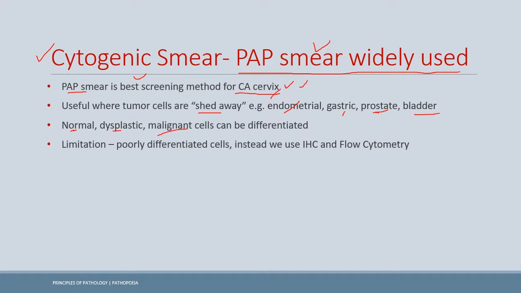However, there is a limitation of the smear method: when there are poorly differentiated cells, we cannot say whether they are due to the parent tumor itself, or have metastasized from some other location. So in those cases, we use immunohistochemistry and flow cytometry. We are going to discuss both of these in a moment.